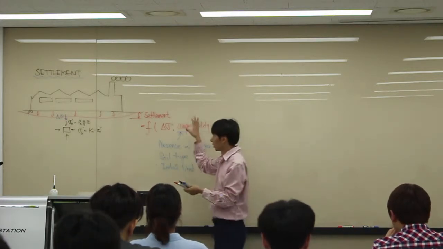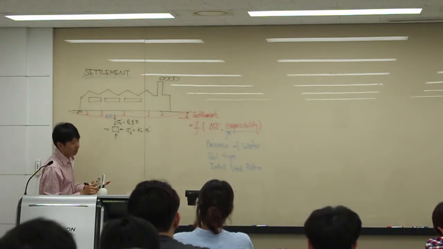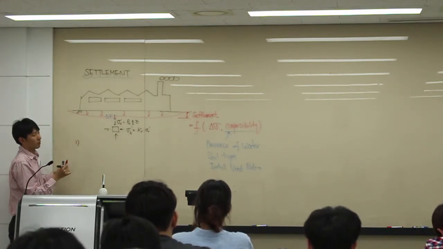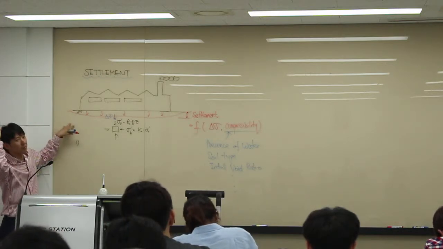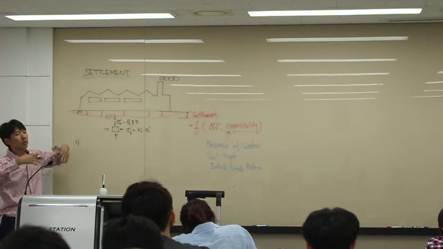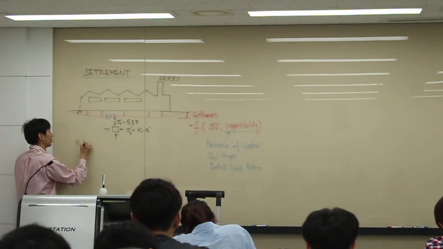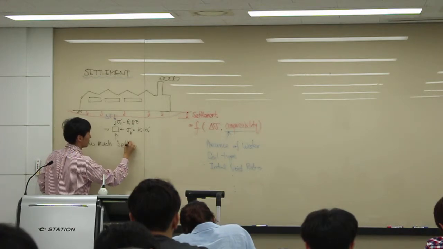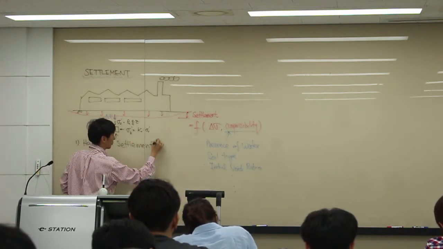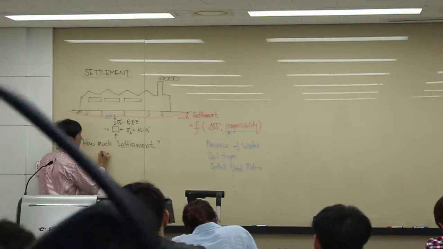Right? So there are several parameters influencing the compressibility. So the first question that we have to answer is, can we predict the settlement? How much settlement will occur when you put this amount of weight on the soil ground? That will be one question. How much? And this will affect the serviceability.